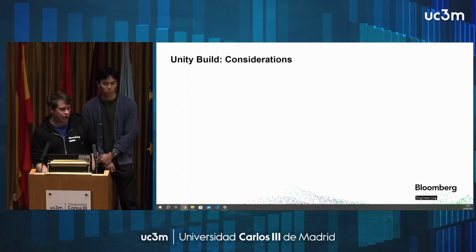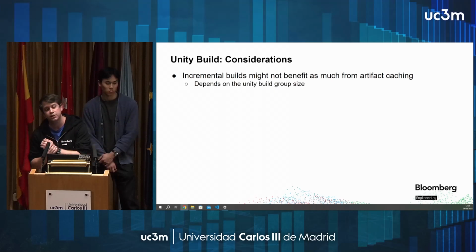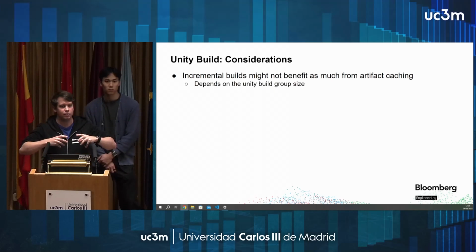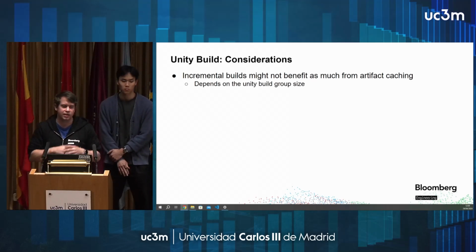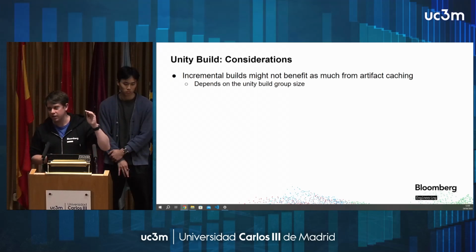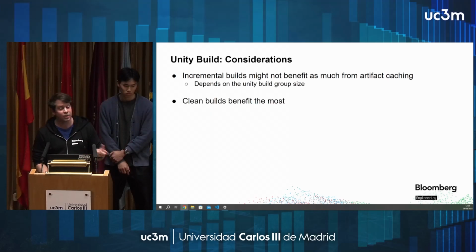So that's Unity build. Potential drawbacks. You might get some issues from incremental builds, because previously if you changed one translation unit, that's all you had to recompile. With Unity build, you have to compile a much larger translation unit because you have all of these 8 files compiled together. So you might get some drawbacks on iterative builds. Configuration of whether or not you're using Unity builds could be useful here. It depends on the Unity build group size. Clean builds will benefit the most, when you have nothing cached and are building from scratch, because you have to build everything.